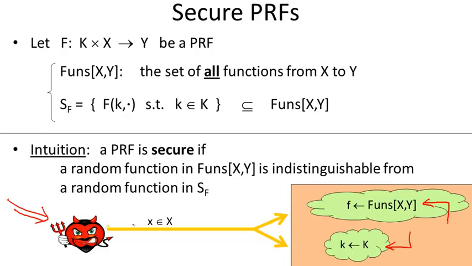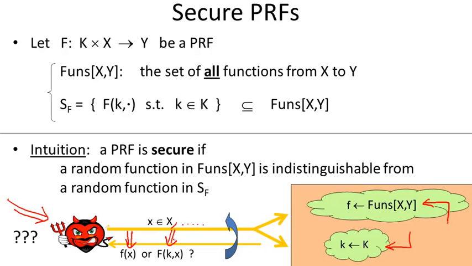Now what this adversary is going to do is submit points in X. He's going to submit a bunch of X's, and in fact he's going to do this again and again. So he's going to submit x1, x2, x3, x4. Then for each one of those queries, we're going to give him either the value of the truly random function at the point x or the value of the pseudo-random function at the point x. The adversary doesn't know which one he's getting.